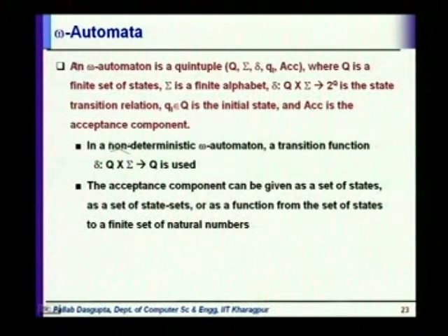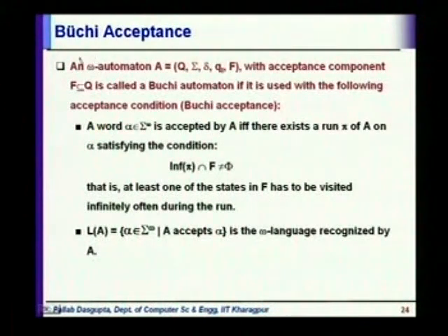Within omega automata, the first one that we look at is the Büchi automaton. As you can see, this quintuple is the same, except that for Büchi automata the acceptance condition is a set F. F is a subset of Q, a subset of the set of states. An infinite word alpha belonging to sigma omega is accepted by A if there exists a run pi of A on alpha satisfying the condition that INF pi intersection F is not equal to empty.